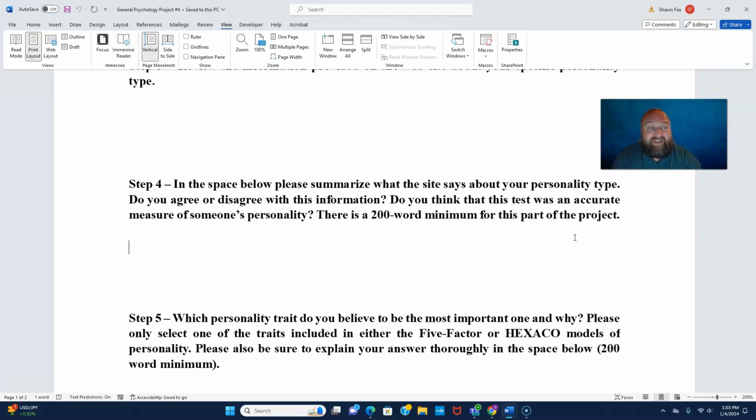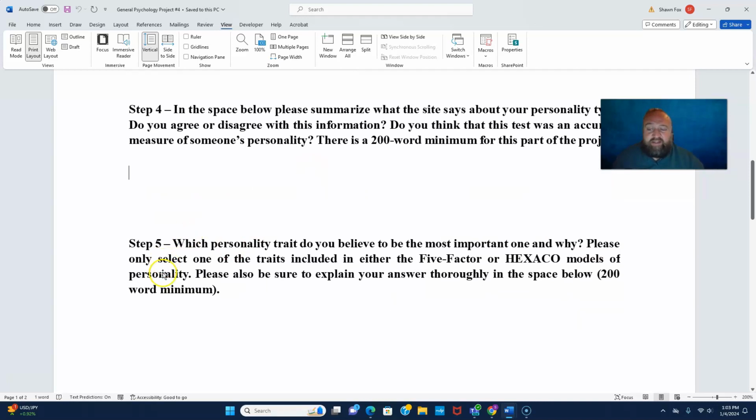It's really meant to be kind of like a snapshot, right? So snapshots aren't always fully detailed and accurate. They're broad strokes, general descriptions. So step 4 is 200 word minimum. Should be really easy for you to write that though.